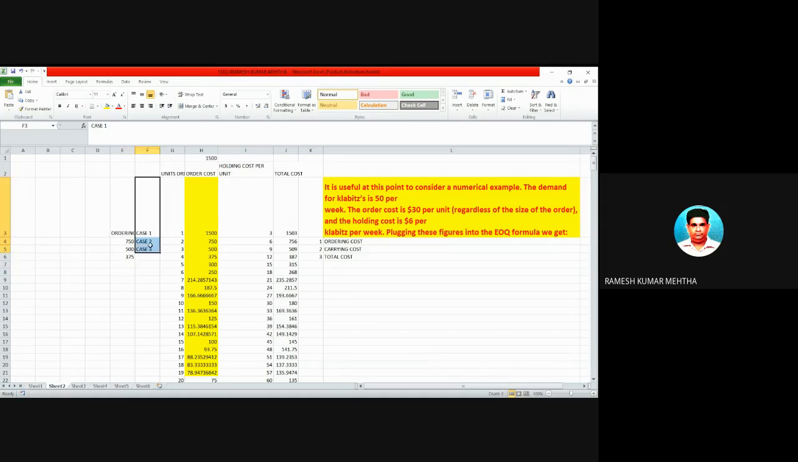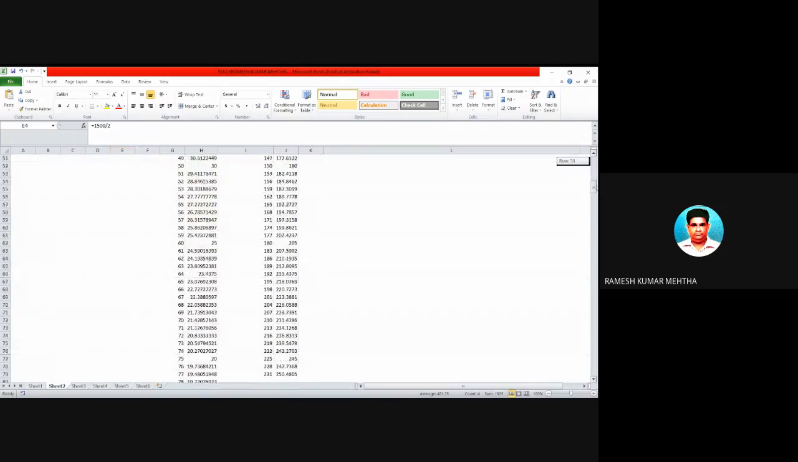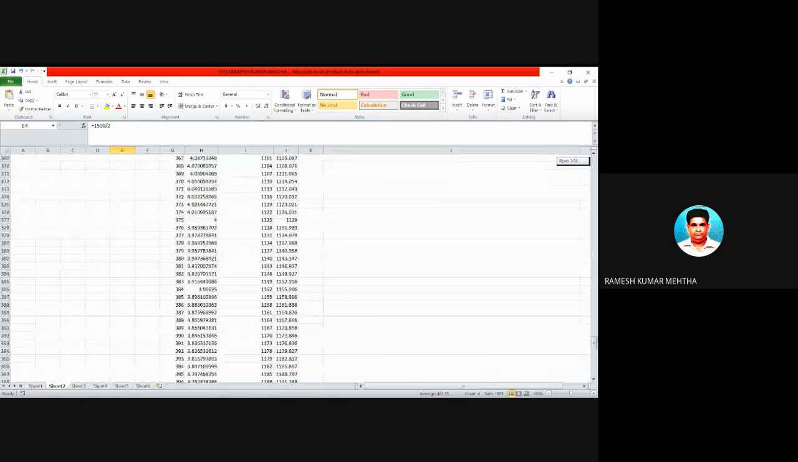Now case 5, I'm ordering 5 units. The total cost per order is 1500. So एक यूनिट के पीछे कितना खर्चा हुआ? 1500 divided by 5 is equal to 100 rupees. So you can do like this, and if you look carefully, I found out that the ordering cost is going down, up to 446. I did it just randomly.